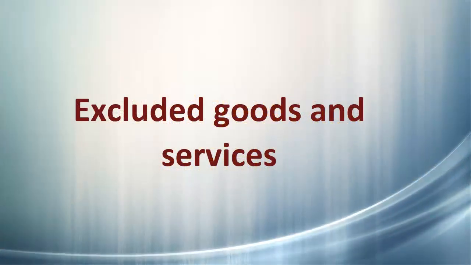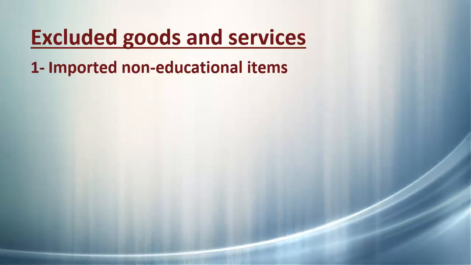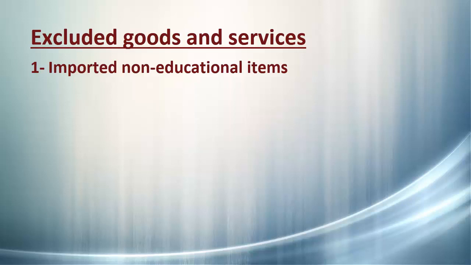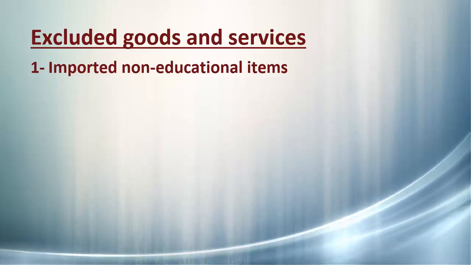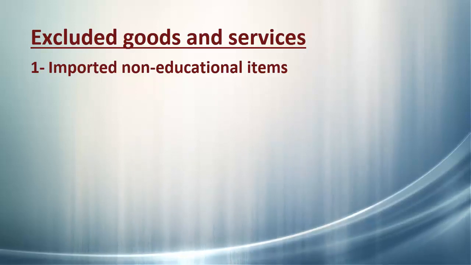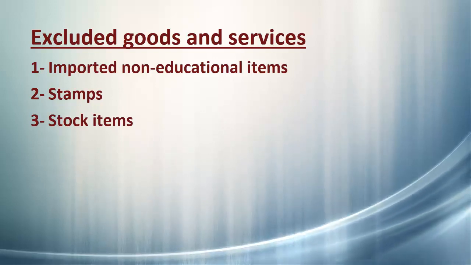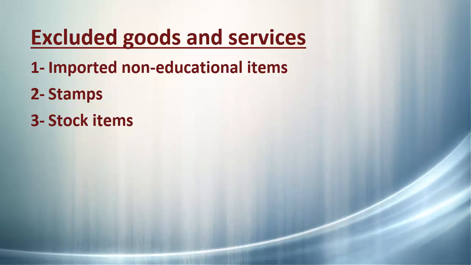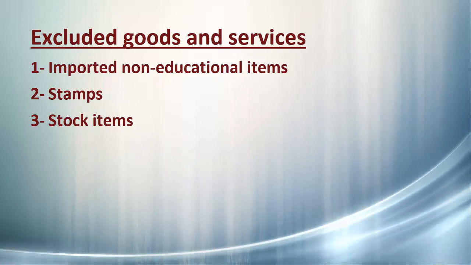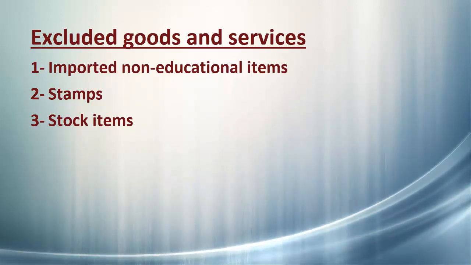Here's a list of the goods and services excluded from this policy. 1. Imported non-educational items as well as hazardous restricted items that need prior government approval, such as the Pharmaceutical Authority, National Security, or Laser Institute, for example. 2. Stamps. 3. Stock items available at AUC main stores unless the stock item quantity is not sufficient and there is no purchase requisition in place for reordering.